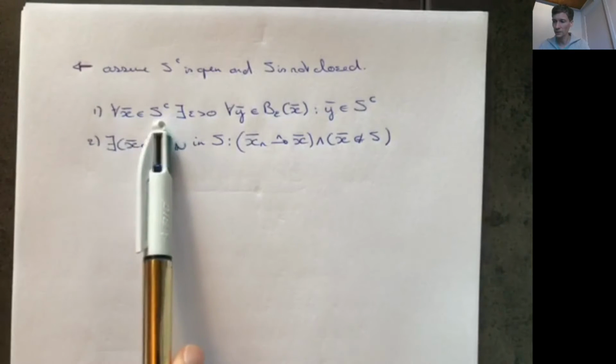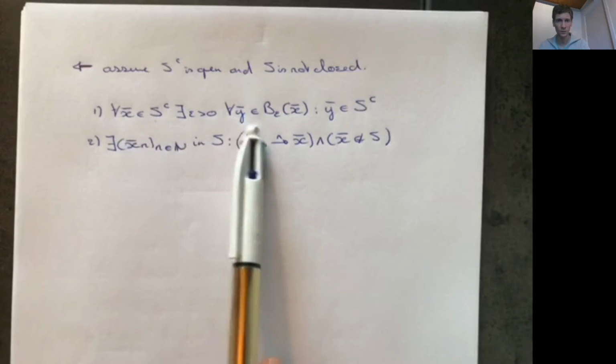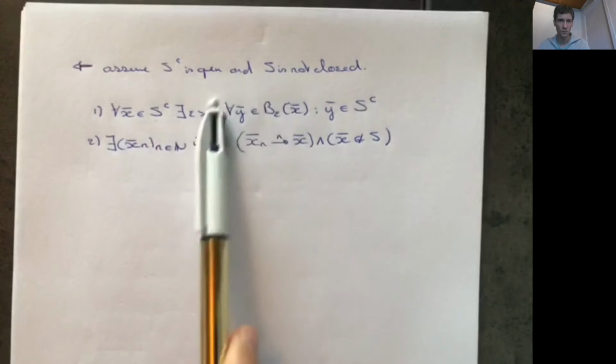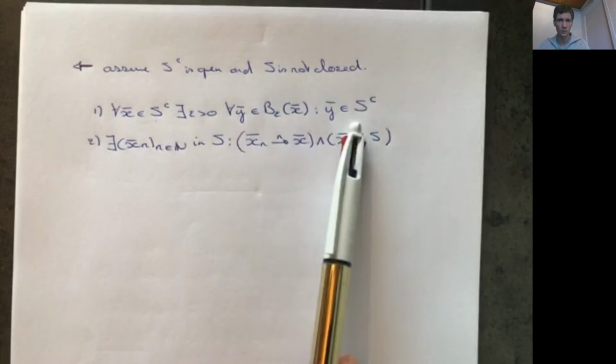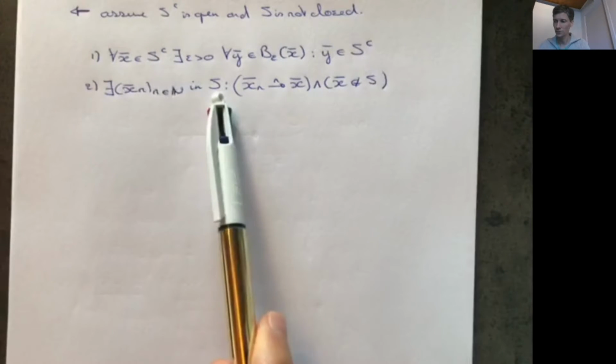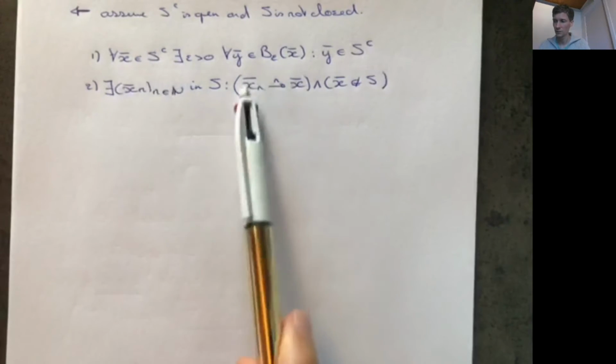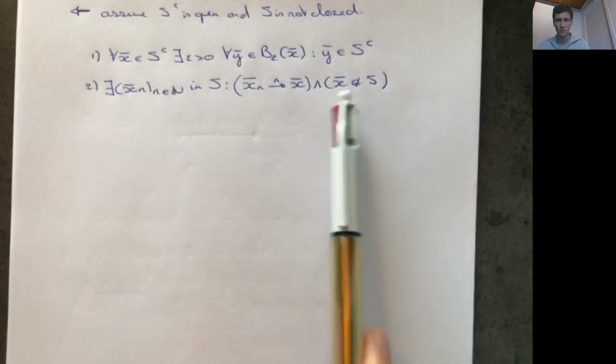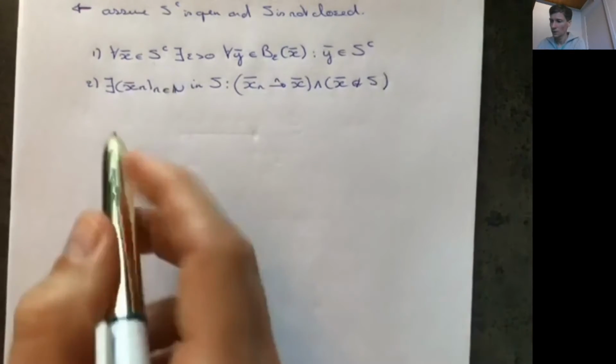Okay, so these are the things that we have, right? For every x in SC there exists an epsilon such that for every y in the neighborhood around x, y is in SC. That's the definition of open. And then I can find a sequence in S such that the sequence converges to a vector, but the vector is not in S itself.